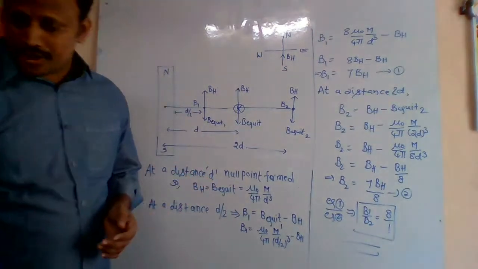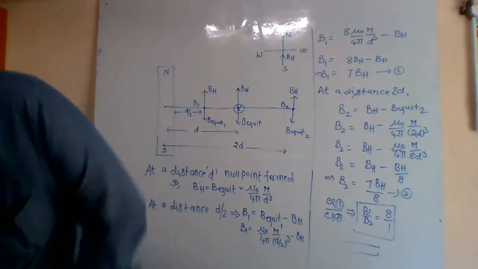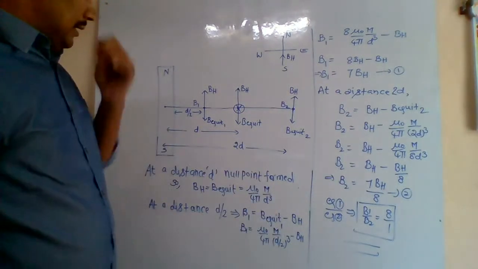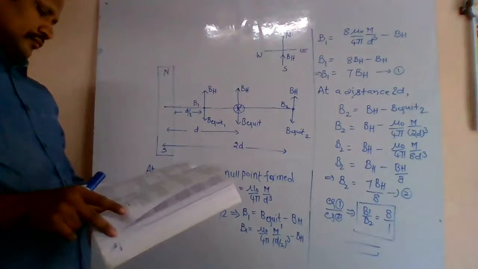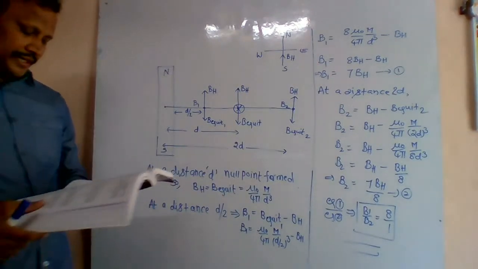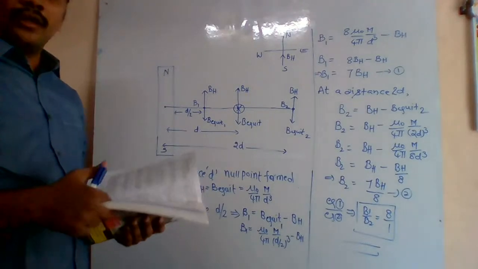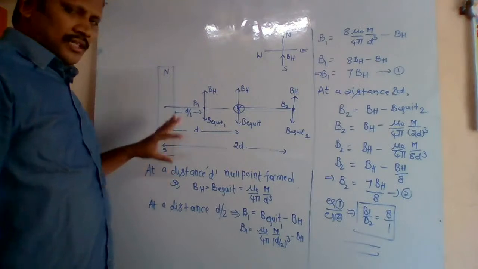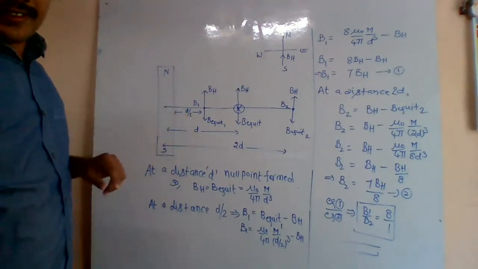So yesterday I gave one question. The answer is option 1. The short bar magnet is kept along the magnetic meridian with the north pole pointing north. Okay, now, this is the bar magnet. This is the solution to yesterday's problem, right?